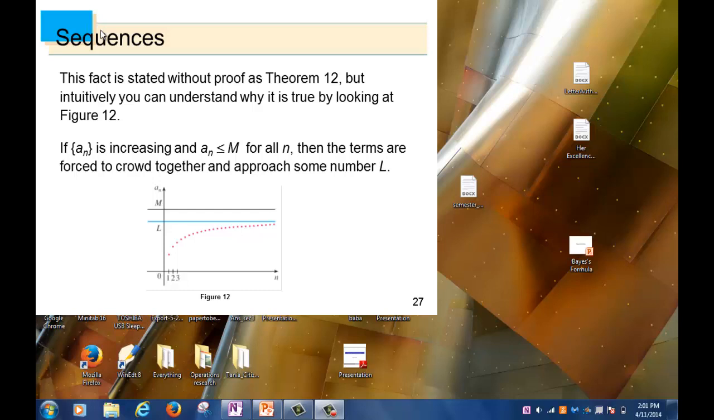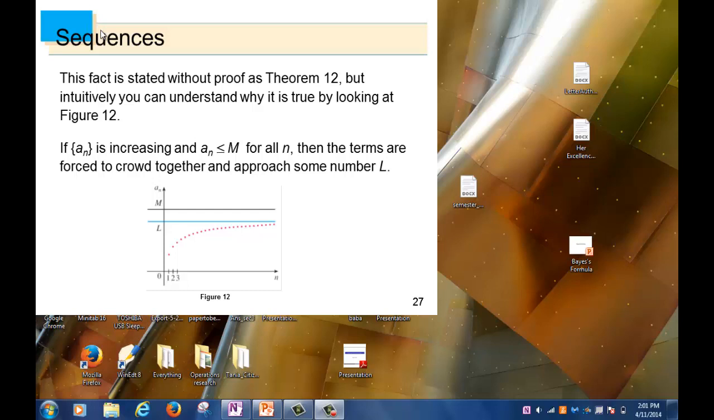An increasing bounded sequence converges to the least upper bound. You guys understand what I mean by the least upper bound? You look at all the upper bounds, what's the smallest one? That's the least upper bound.